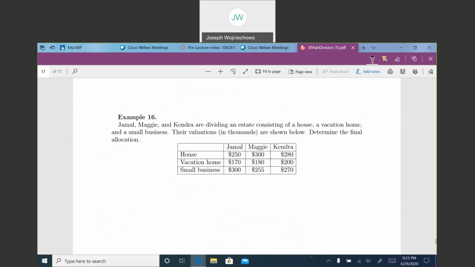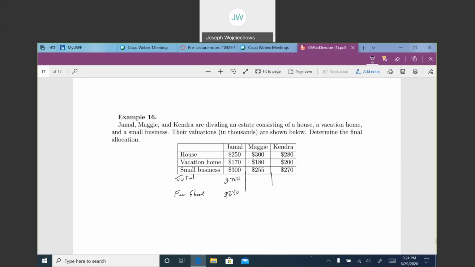We have Jamal, Maggie, Kendra. They're dividing an estate consisting of a house, a vacation home, and a small business. Valuations in thousands are shown below. So we need to find what they value everything at. Oh, and this time with my calculator. This is 720. Divide that by 3. Fair share is 240.